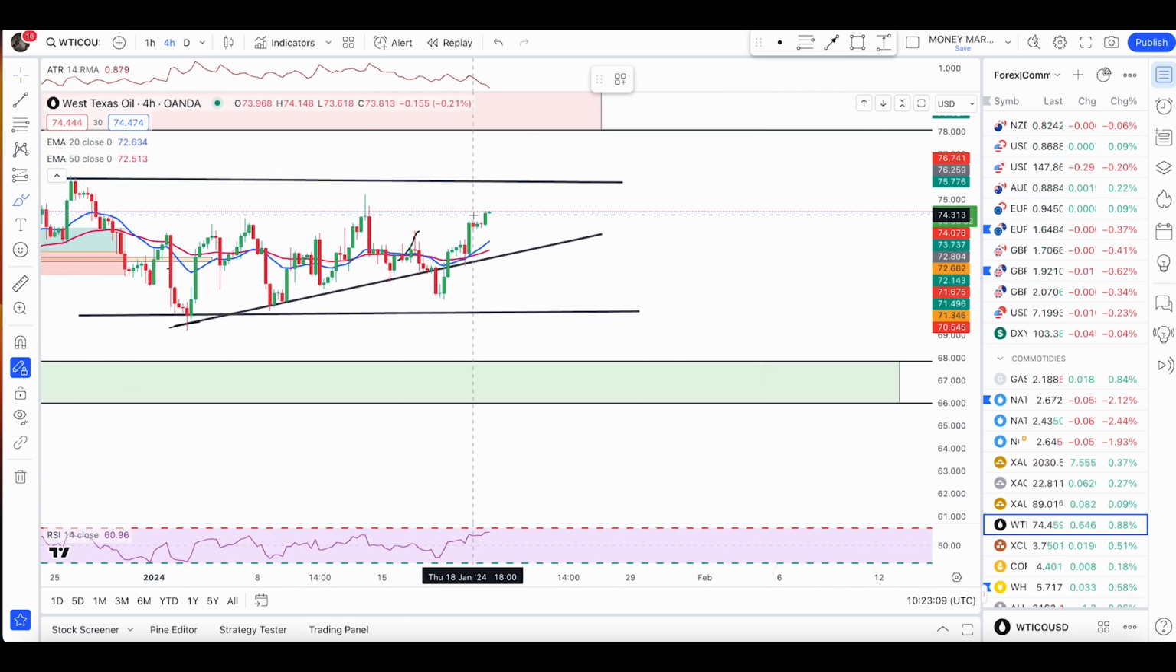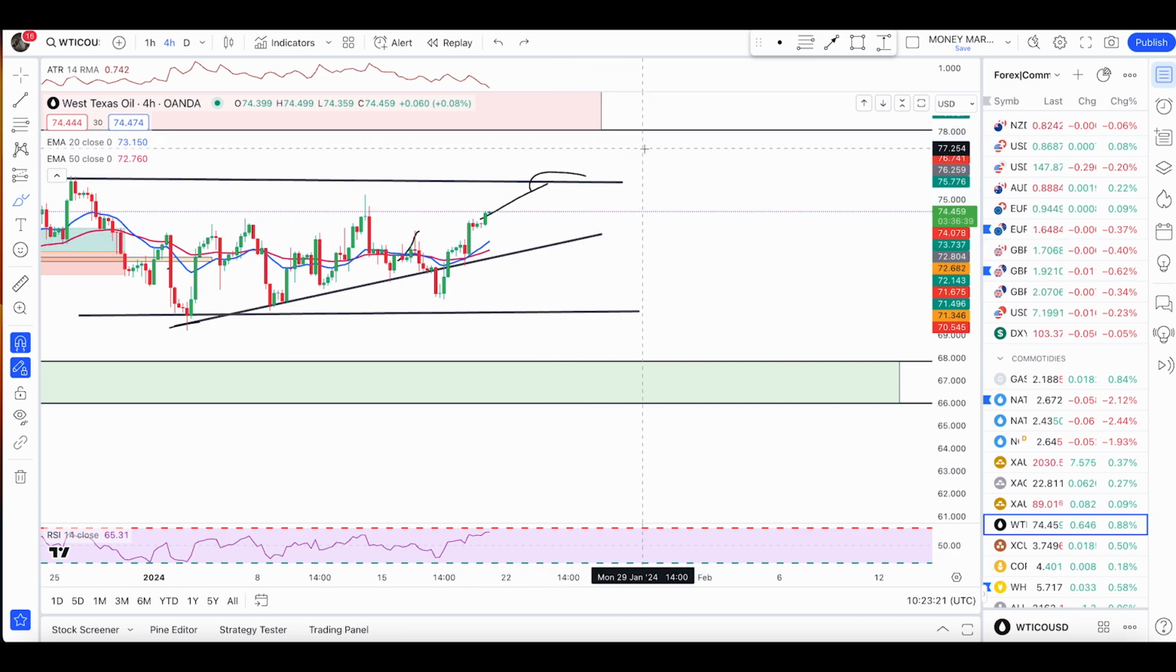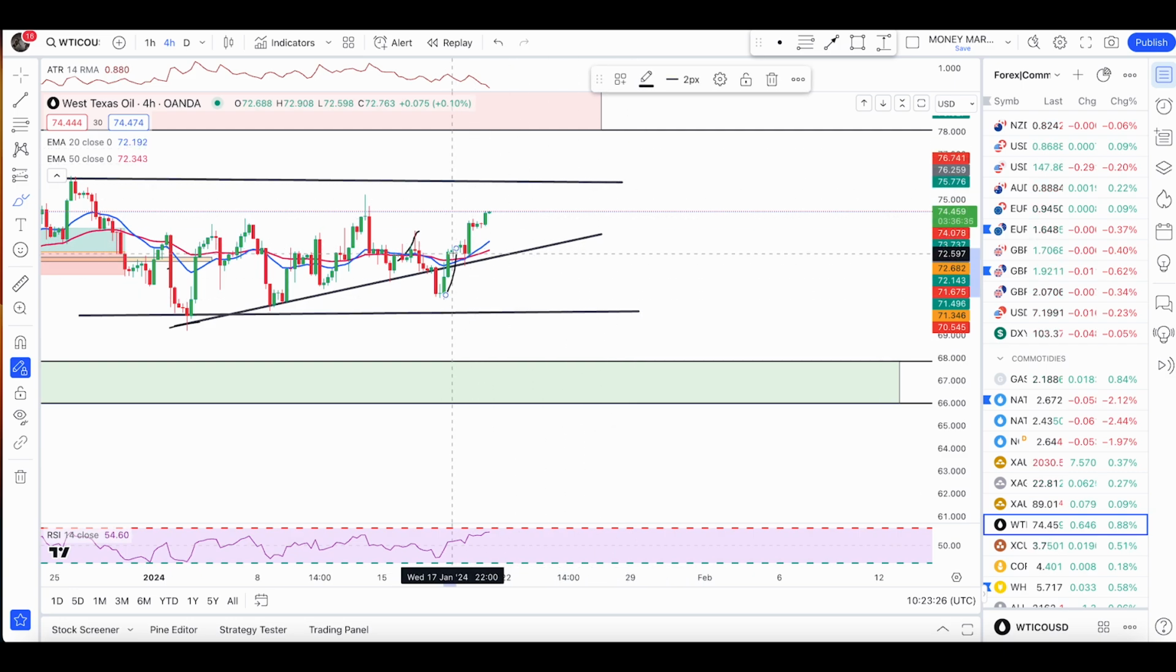We can get a possible rejection from the trend line, which is right here, as you can see, 75.75, from where we can expect a good pullback before the price hits this trend line and possibly continues to push up. So these are the conditions I'll be looking at for crude oil. Not looking for sell trades, as now we are above 50 and 20 EMA both. So that's it for commodities, guys.